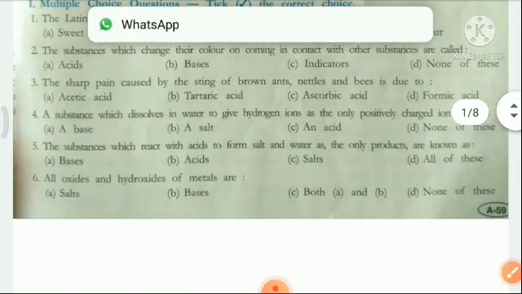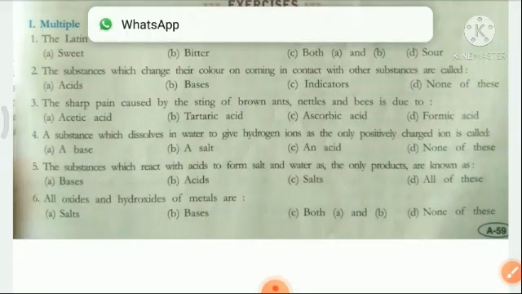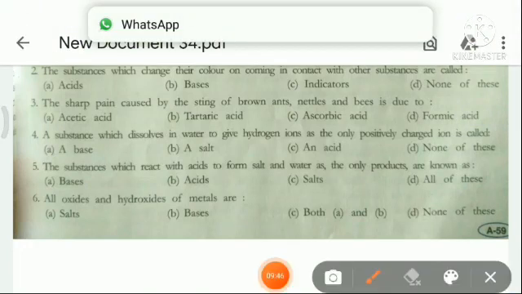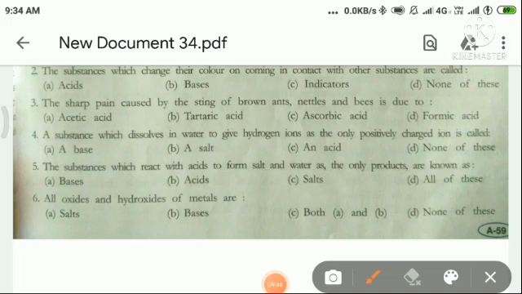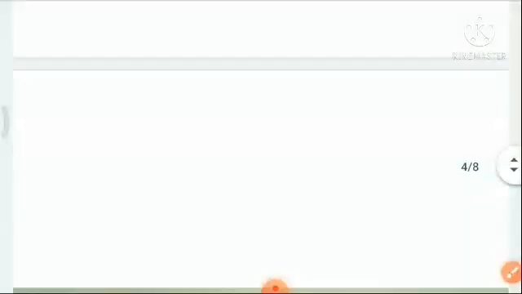This was an important fact that was not given in your book. So what we have learned is that all metallic oxides are basic in nature, so all oxides and hydroxides of metals are bases. Clear? I think you should not have any confusion in this. Next, we'll be looking at the other questions.